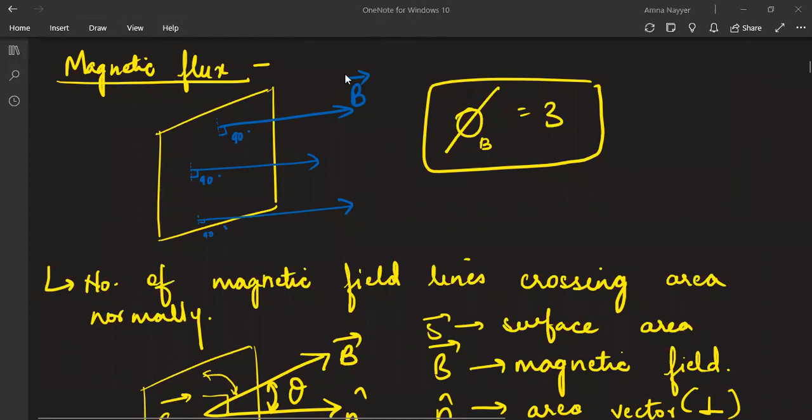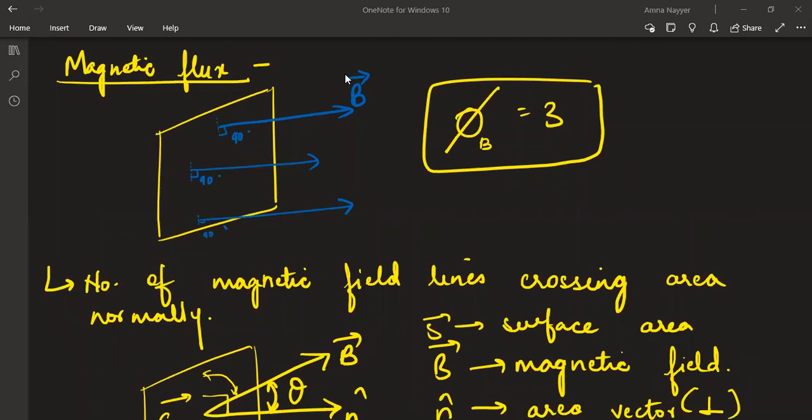Yes, class. So, electromagnetic induction. The first topic that arises is magnetic flux. We have already discussed electric flux, so everything is similar to electric flux. It's just that the presence of magnetic field differs electric flux and magnetic flux.